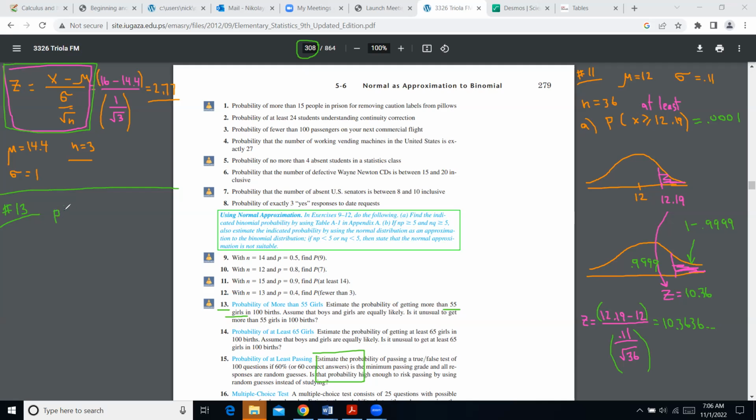So in this question, they ask what the probability is that more than 55 girls, meaning X is greater than 55, right? More means greater. That will appear when the number of births is exactly 100.